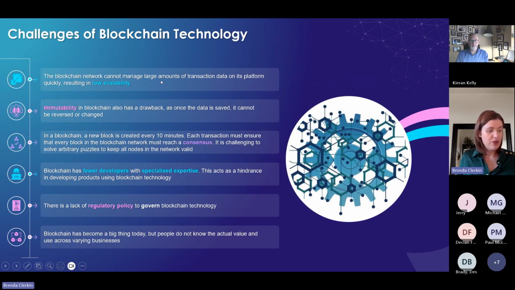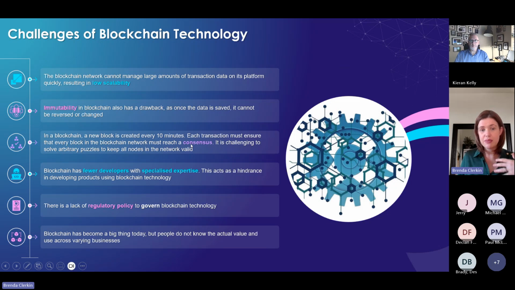Now, there are some challenges, just before I hand over to Kieran, just about the scalability of this technology. It is still in its infancy, and there are certain costs attached to that as a result. As time moves on, this will become a more scalable technology. There is a bit to go with it yet. It's immutable, yes, as I said, that was a good point. But it can also be a double-edged sword in terms of being a negative point, because once data is saved, it can't be changed or reversed. So you do have to think about the implication of that.